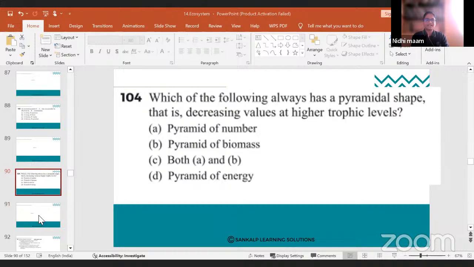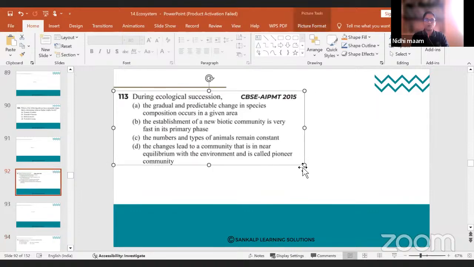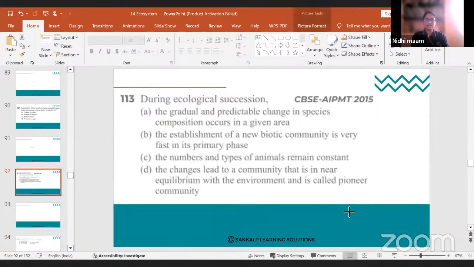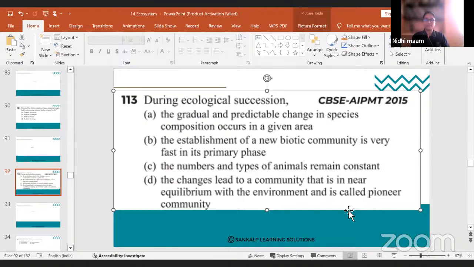Yes, exactly. Option D, pyramid of energy, is the right answer. During ecological succession, the gradual and predictable change in species composition occurs in a given area.